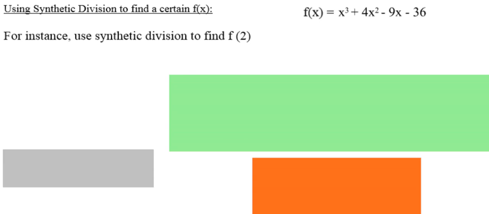theorem. So it says use synthetic division to find a certain f of x. So for example, if we are given this polynomial right here and asked to find f of 2, normally we would just plug 2 in, right? But it's asking us to use synthetic division to find that. And so what we're going to do is put our 2 in our little box, and we're going to use synthetic division.